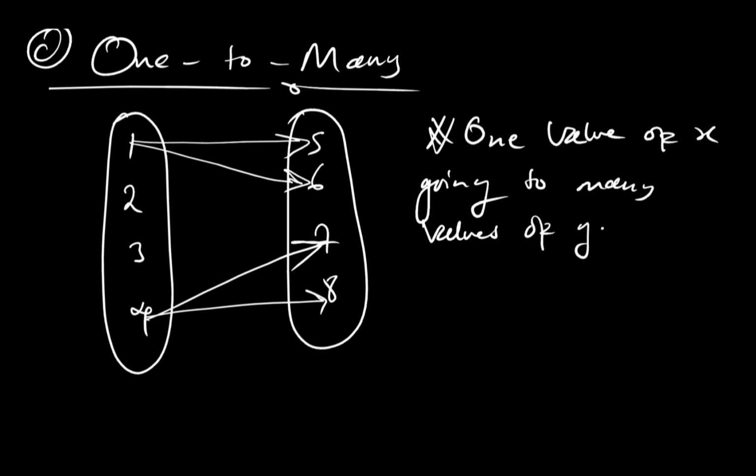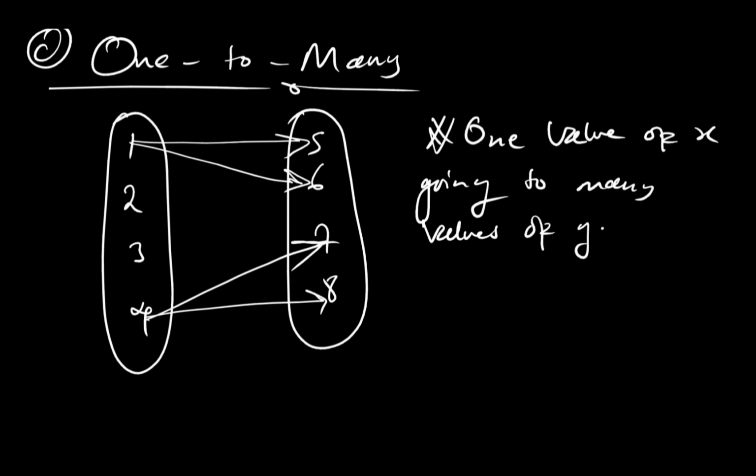Many. So where at least one element in the domain has more than one image in the range, then that is literally called a one to many. And this does not qualify to be called a function. It's not really a function. For something to be a function, like I said, each object should have its own image. All right. Okay, so now we have a many to many.